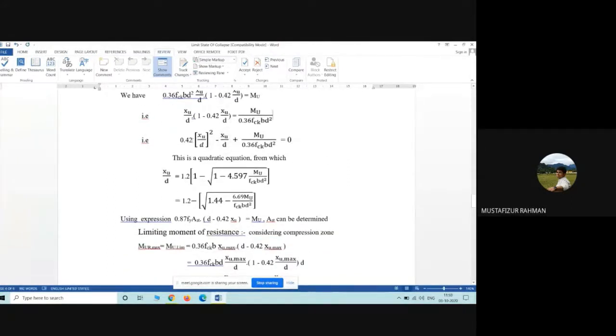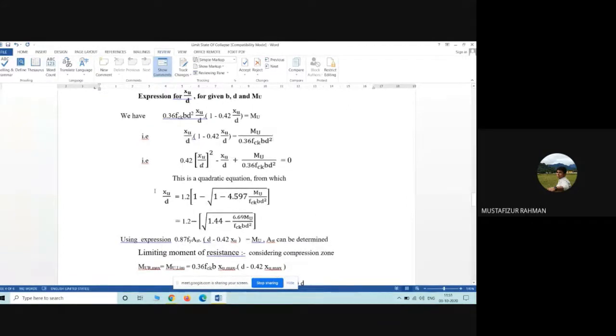Now, some permutation combinations are made. Finally, we have got one expression, XU by D is equal to 1.2. Now, this is one important expression that we are going to utilize. Okay, so this expression is after deduction. So this expression you will not get in your textbook. You can find it from this expression itself, but it is a long thing.